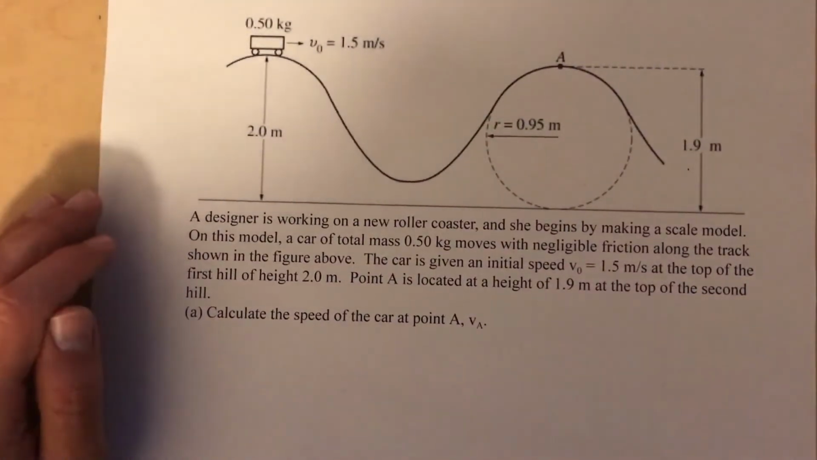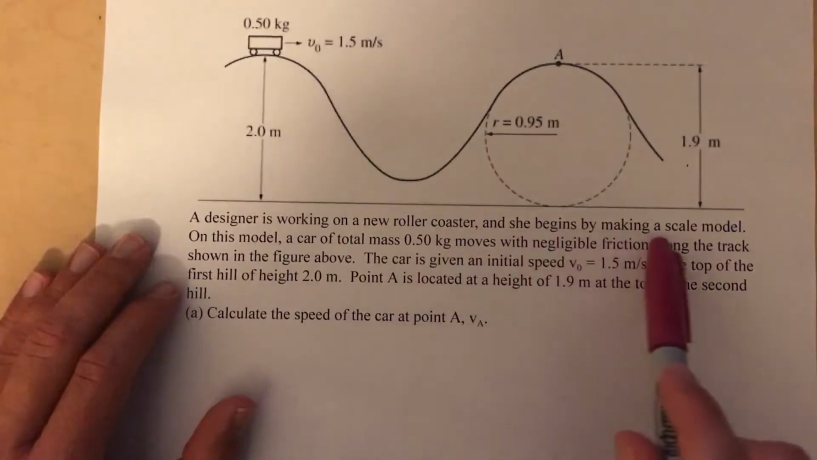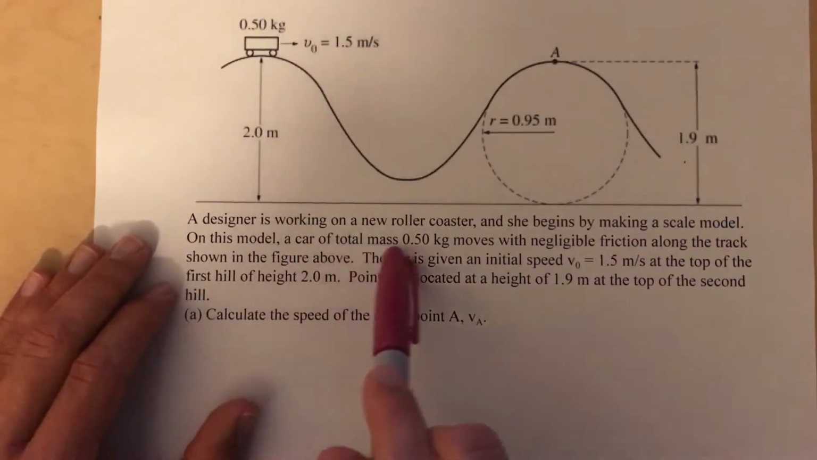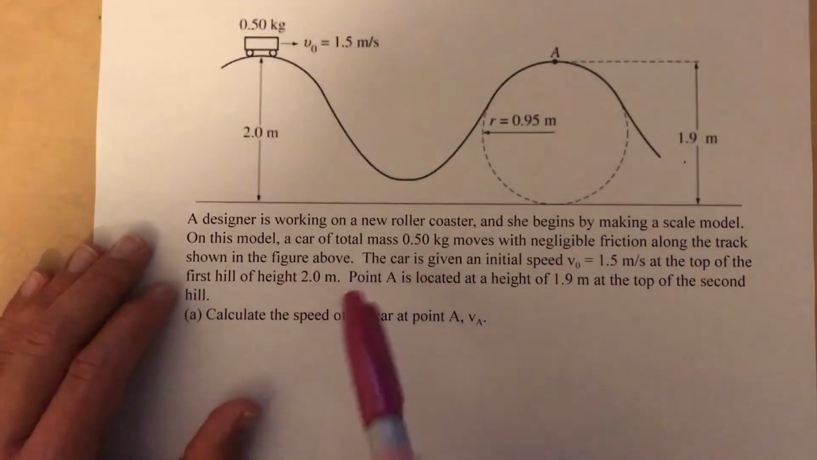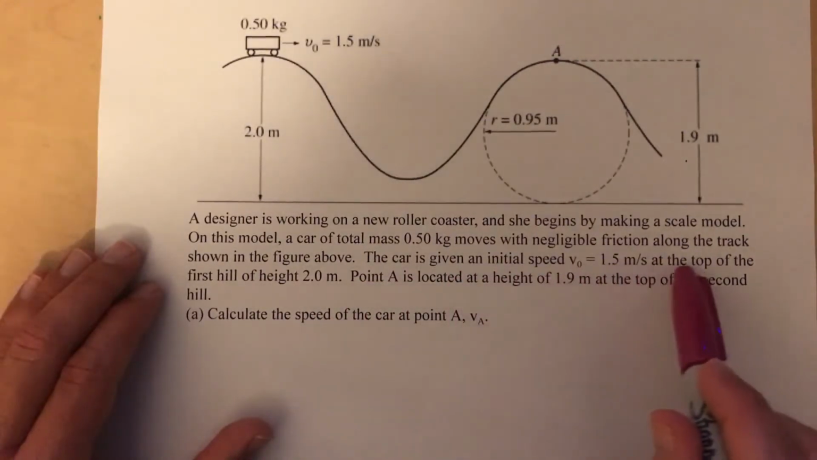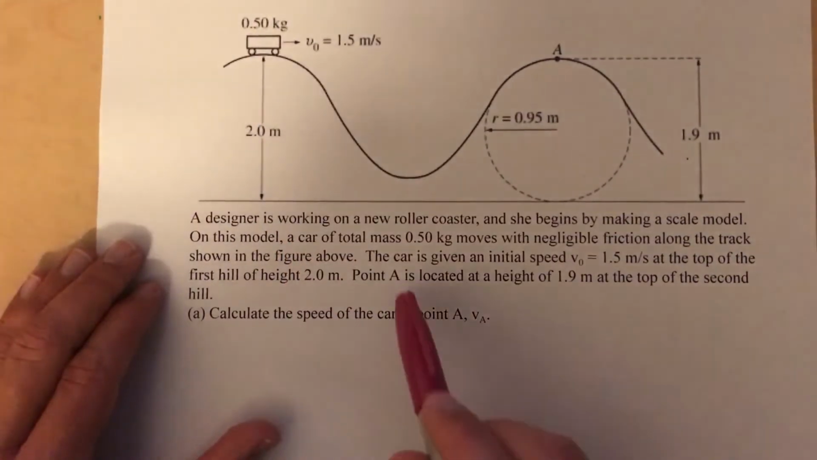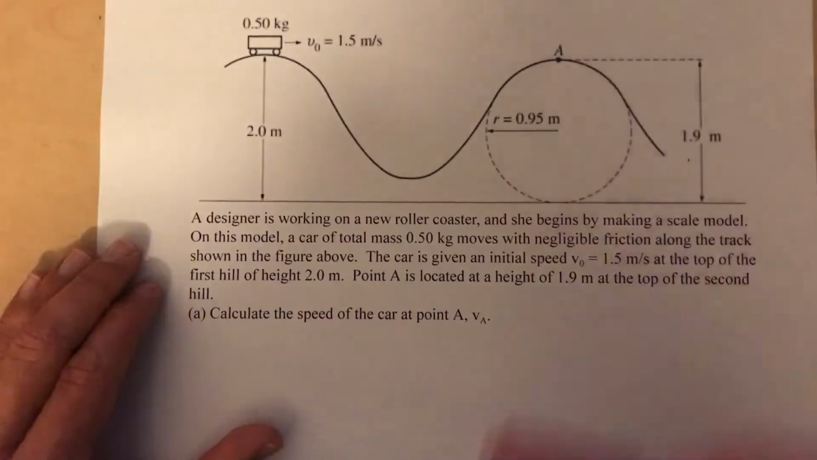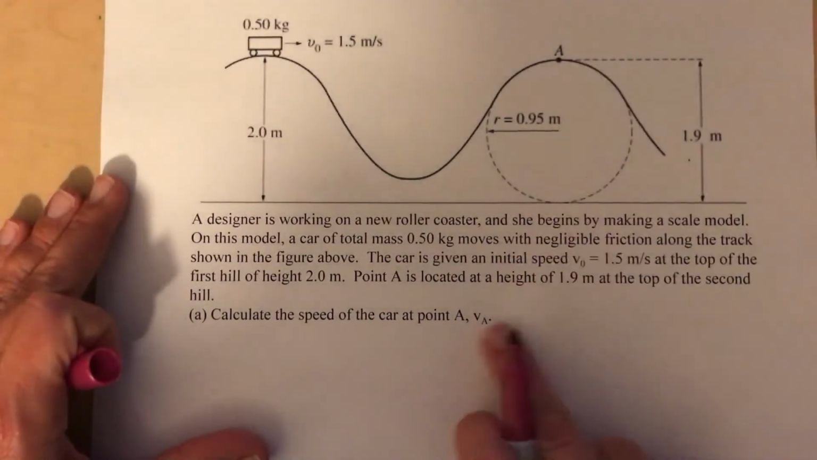Hey everybody, so on this one, it says we've got a designer working on a new roller coaster and she begins by making a scale model. On this model, a car of total mass 0.5 kilograms moves with negligible friction along the track shown in the figure above. The car is given an initial speed, v0 equals 1.5 meters per second at the top of the first hill of height 2 meters. Point A is located at a height of 1.9 meters at the top of the second hill. Calculate the speed of the car at point A, and we'll call that VA.